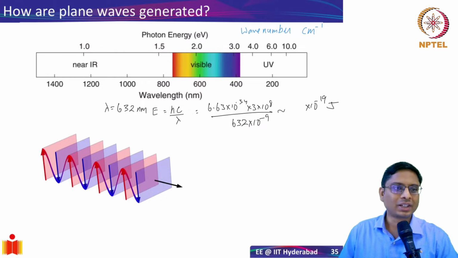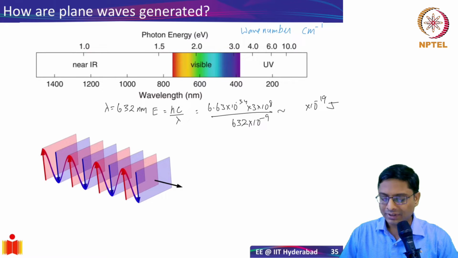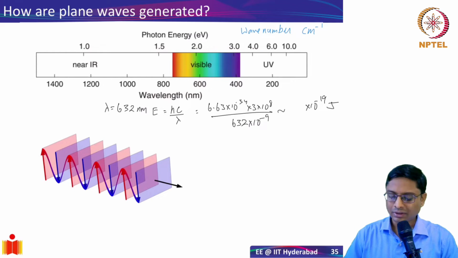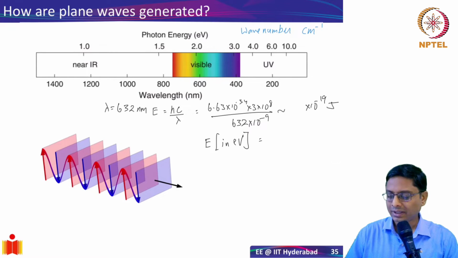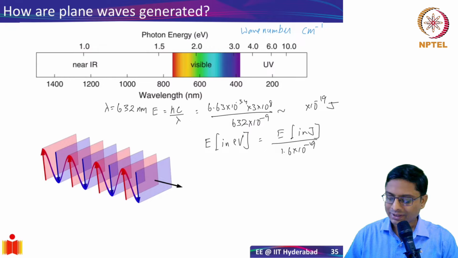But we don't find it convenient to talk of joules every time because it's 10 power minus 19, right? So we use another unit, where we take the energy in joules and divide it by the charge. So I'll say energy in eV is simply energy in joules divided by 1.6 into 10 power minus 19, the charge of the electron, and that gives me the energy in eV. If you calculate this for lambda equal to 632, the energy in eV will turn out to be roughly 2 eV.